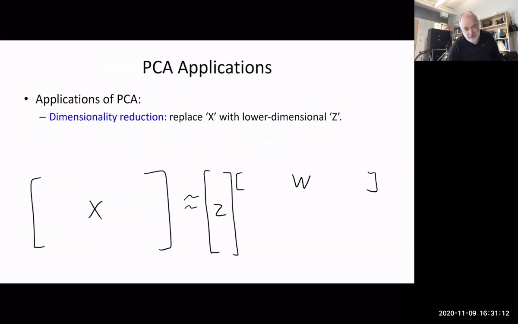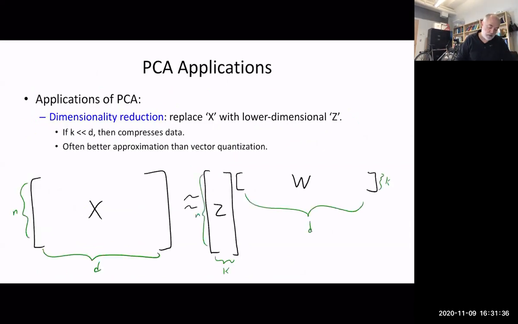So there are some applications of PCA, and again, you really could be thinking of this as just setting up linear latent factor models and matrix factorization methods. Here we have X, whatever our data matrix is, and we can replace X with a lower dimensional Z, right? And if k is much smaller than d, then this is going to compress the data. And often this results in a better approximation than vector quantization.